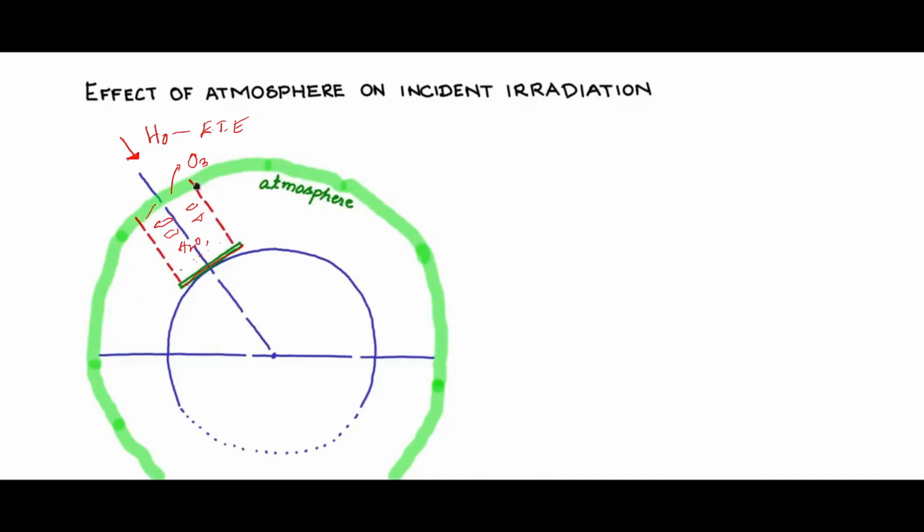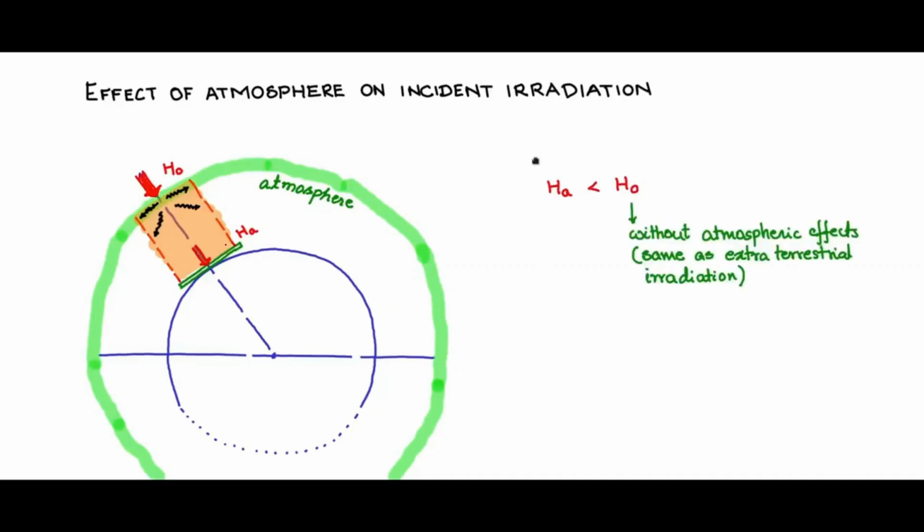There are so many factors that affect the solar irradiation, so some of the energy will be lost here. H naught is the energy coming from the sun, and some of the energy will be attenuated due to the atmospheric conditions, and some portion of the energy will reach the solar panel, which is given as Ha. H naught is extraterrestrial energy coming from sun. Ha is energy reached to the solar panel after passing through atmospheric conditions. Obviously Ha will be less than H naught, where H naught is without atmospheric effects, which is extraterrestrial irradiation, and Ha is with atmospheric absorption.